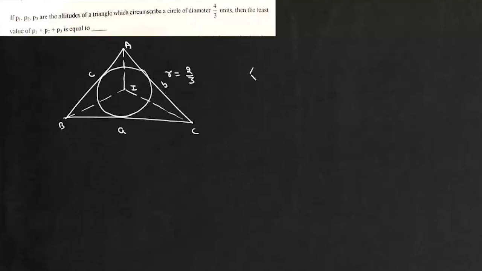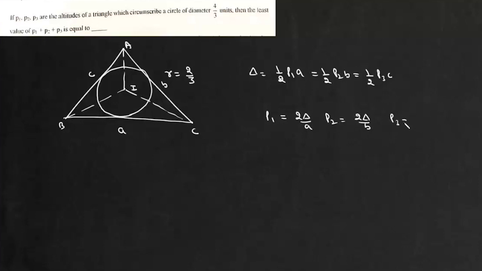Now the area of the triangle is given by half P1 into a, which will be equal to half P2 into b, and that will be equal to half P3 into c. So P1 is equal to 2 delta upon a, P2 is equal to 2 delta upon b, and P3 is equal to 2 delta upon c. That is, the value of P1 plus P2 plus P3 will be 2 delta into 1 upon a plus 1 upon b plus 1 upon c, and that's our first equation.